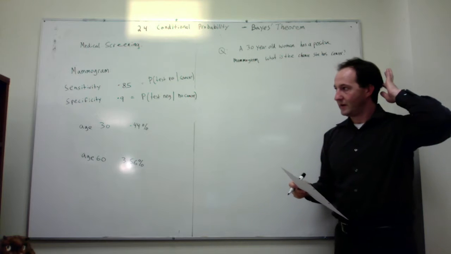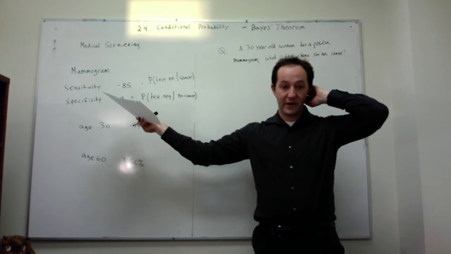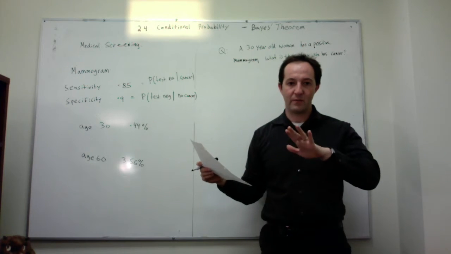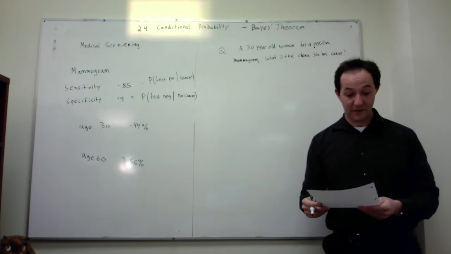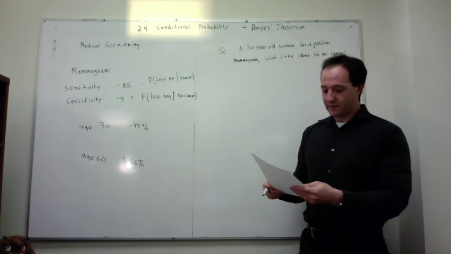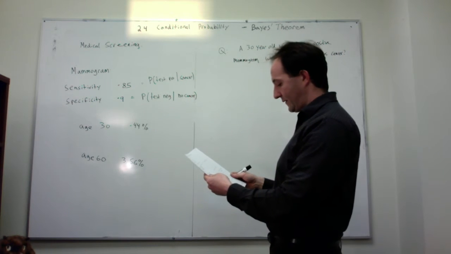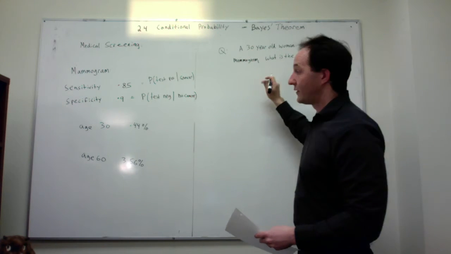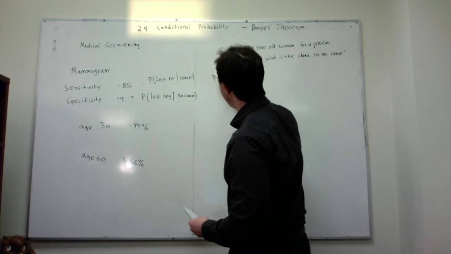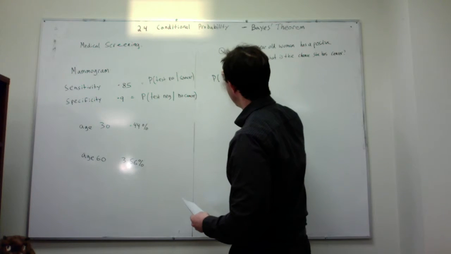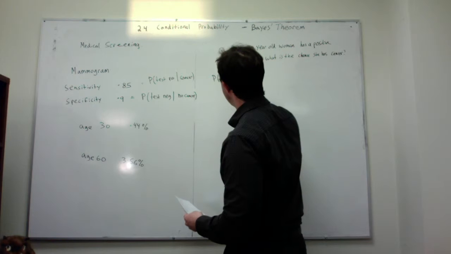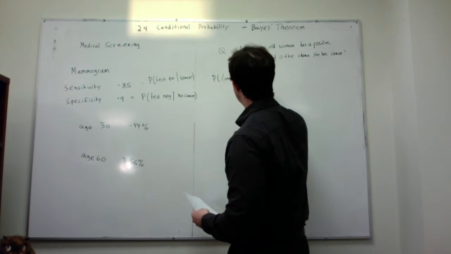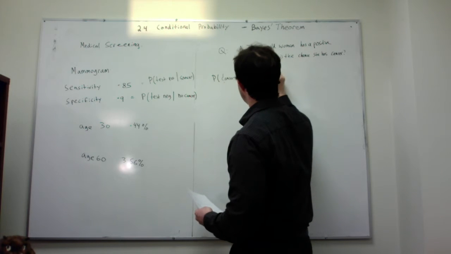So you might naively think it's going to be like 85 or 90% because that's how sensitive or specific the tests are. But watch what happens when we actually look at this through Bayes' theorem. So we can think of this as a conditional probability. What we're asking here is, what's the probability that this woman has cancer given that she has a positive test result?